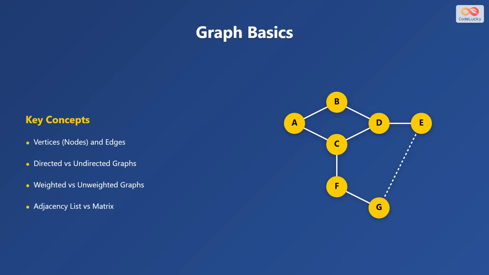Before we jump into specific algorithms, let's cover some graph basics. First, graphs are composed of vertices, also known as nodes, and edges which connect these vertices. Next, there are directed graphs where edges have a direction, indicating a one-way relationship, versus undirected graphs, where edges have no specific direction, showing a two-way relationship. Graphs can also be weighted, where each edge has a value, or unweighted, where all edges are considered to have the same weight. Finally, graphs can be represented in code using either an adjacency list, which lists the neighbors of each vertex, or an adjacency matrix, which is a two-dimensional array indicating whether there is an edge between any two vertices.